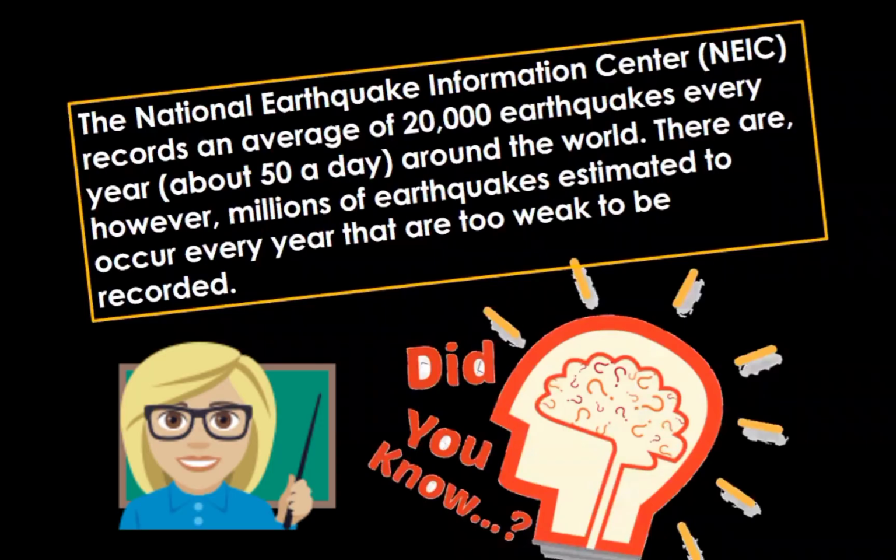Did you know that the ground we stand on is always moving? The National Earthquake Information Center, or NEIC, records an average of 20,000 earthquakes every year. That is about 50 a day around the world. There are, however, millions of earthquakes estimated to happen every year that are too weak to be recorded.